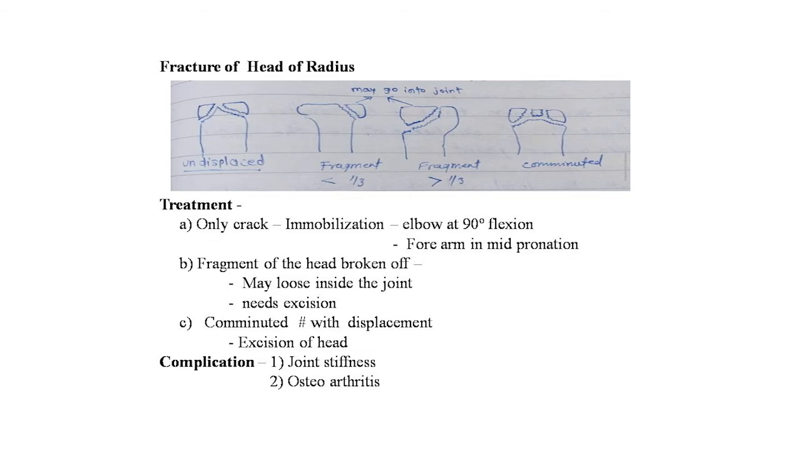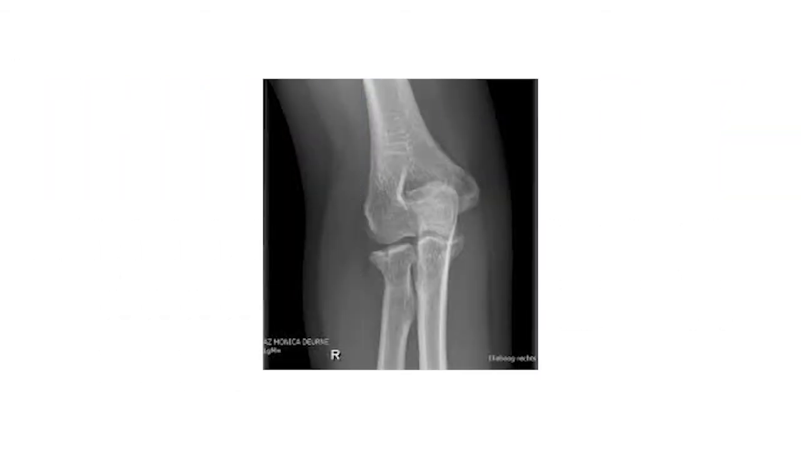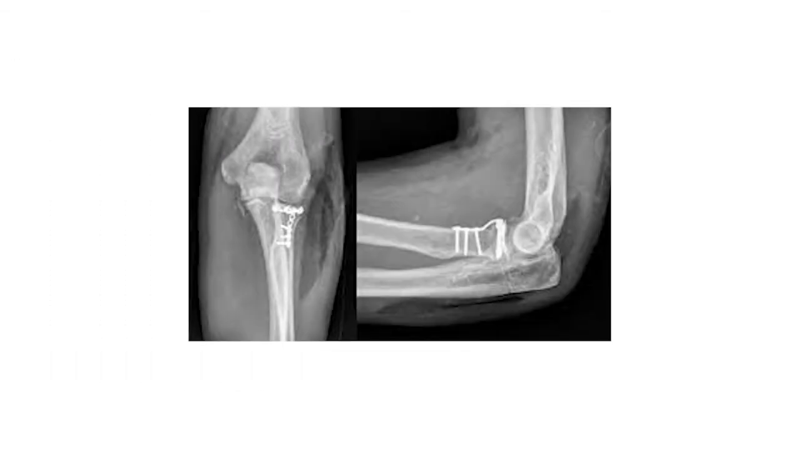Dear students, here is the X-ray film showing the fracture of the head of the radius. Another image showing the open reduction and internal fixation.